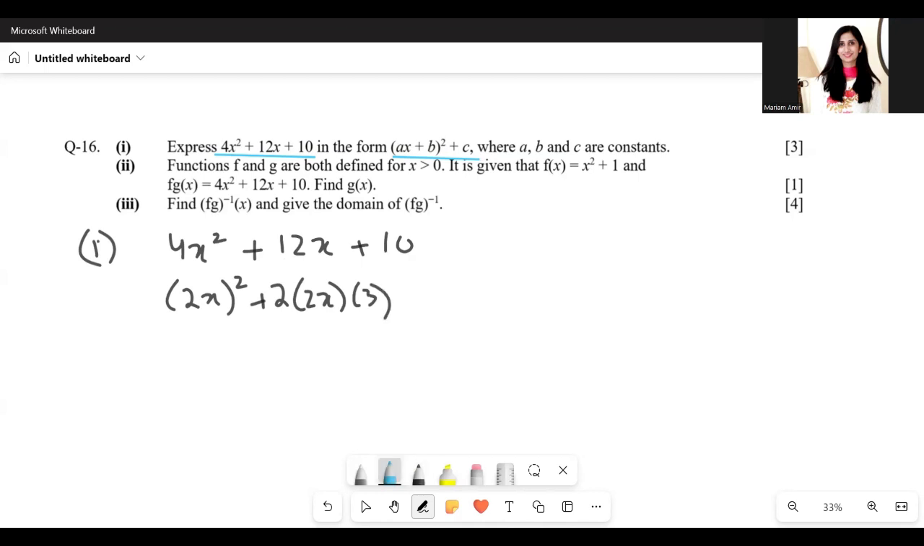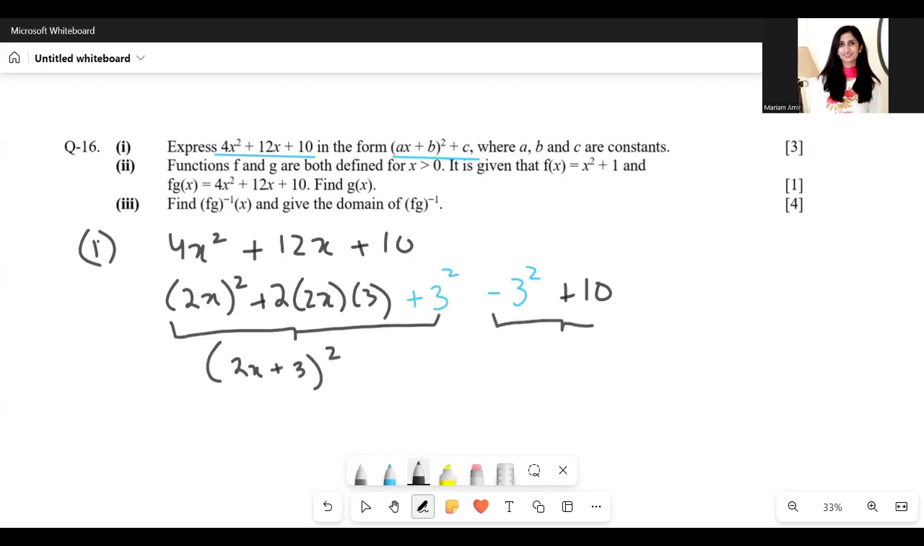So then we'll have to add the square of 3. And to undo that, we'll also have to subtract the square of 3. And there's a 10 in the question already. So these three combined will make (2x plus 3) whole squared. And these two combined would make plus 1. So this is the completed square form of 4x squared plus 12x plus 10.